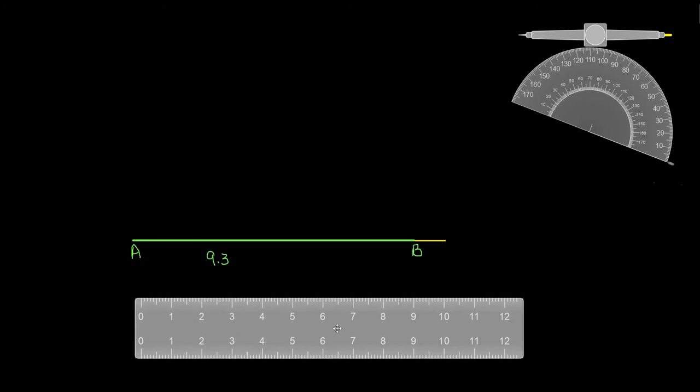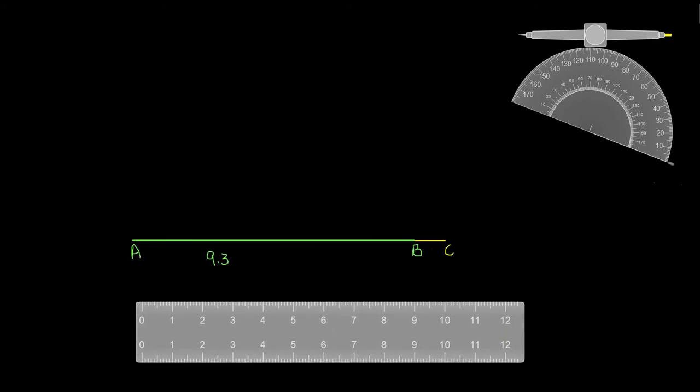Extend this line by 1 unit. Let this point be C such that BC is equal to 1 unit. And the total length of the line AC becomes 9.3 plus 1, that is 10.3 units.